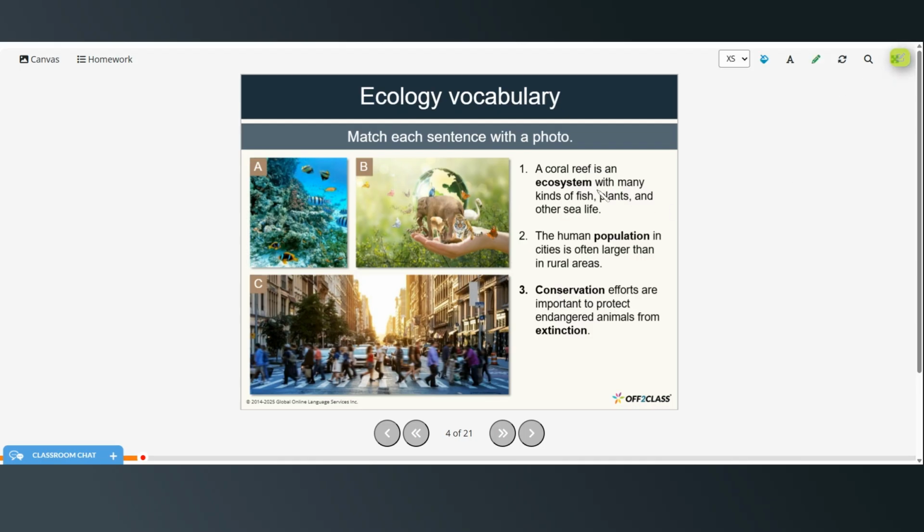A coral reef is an ecosystem with many kinds of fish, plants, and other sea life. That would be picture A. The human population in cities is often larger than in rural areas. That's picture C. And conservation efforts are important to protect endangered animals from extinction. That's picture B.